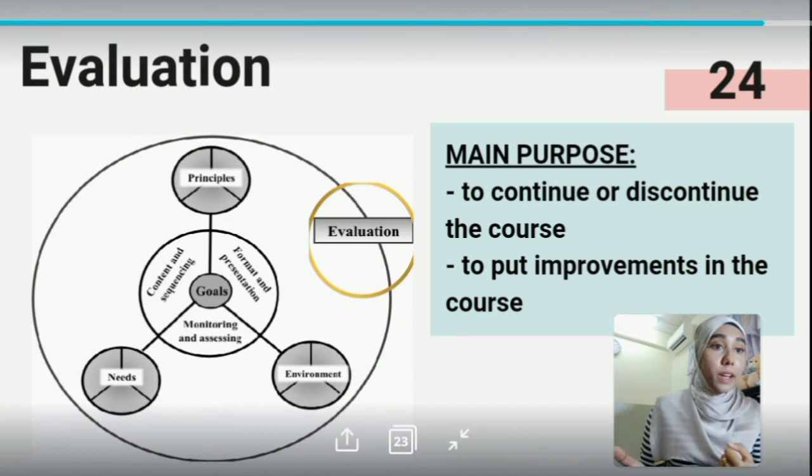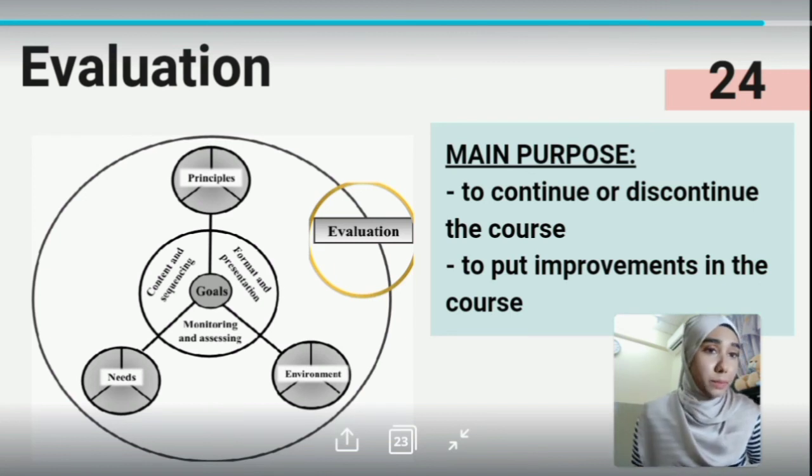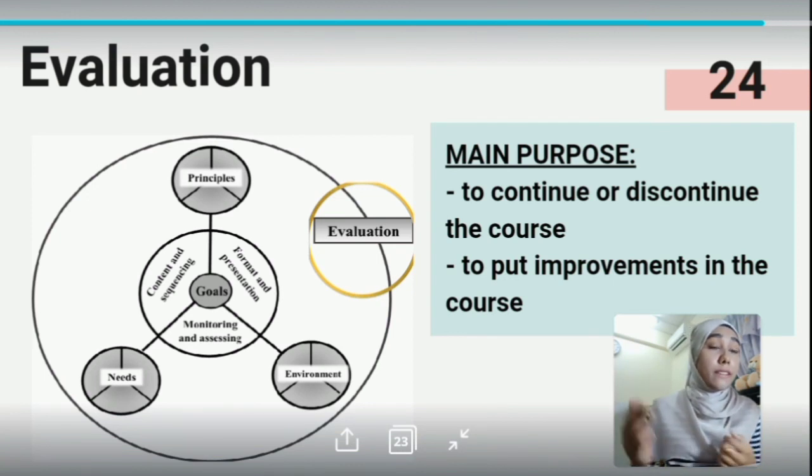Yet again, what I have explained about my bad experience when it comes to content and presentation of English textbooks. During the evaluation phase, language curriculum designers can take note of all the bad points of a course and thus fix it and put improvements so that the course would be better. There is always room for improvement, which is why evaluation is really a crucial step in language curriculum design.